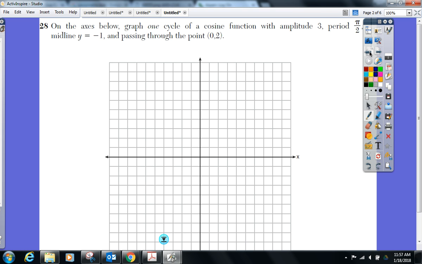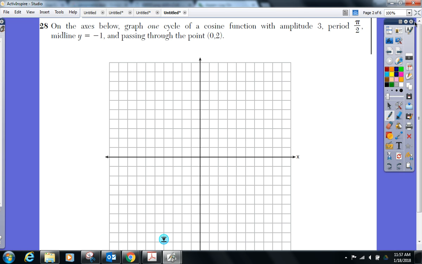All right, you read through it. It gives you the amplitude, period and midline. Fine. I want to practice right now. Can you write the equation of this graph before we graph it? Write the equation that's got an amplitude of 3, period of pi over 2, and a midline of y equals negative 1.